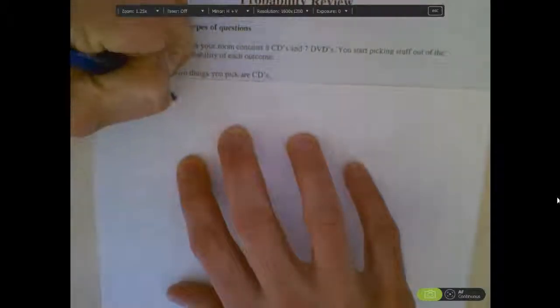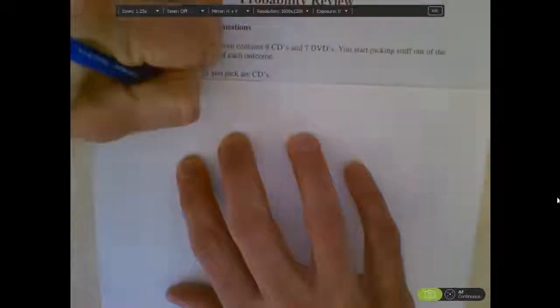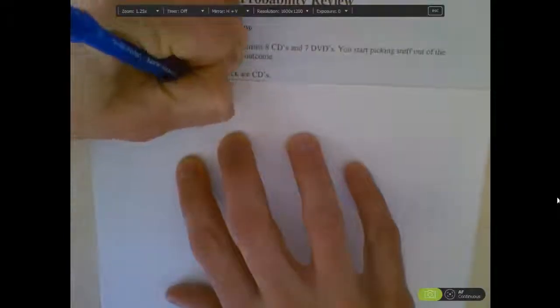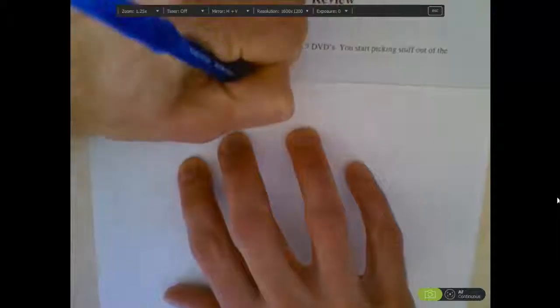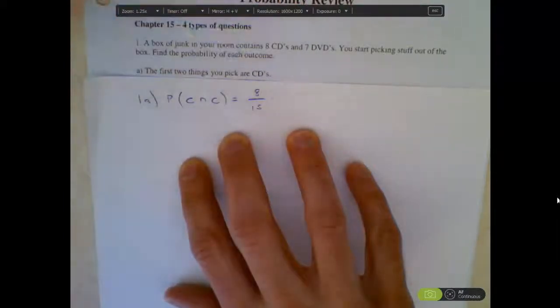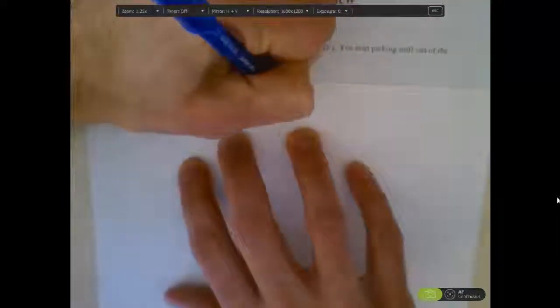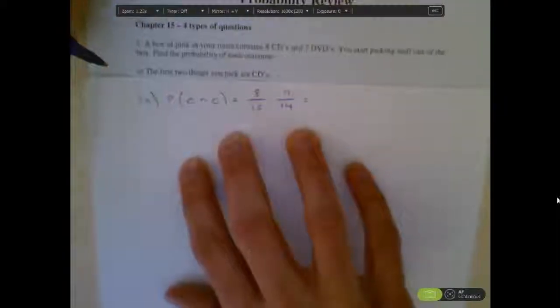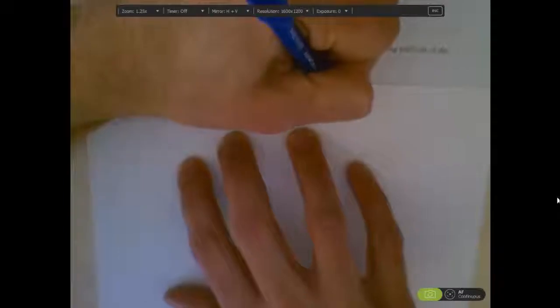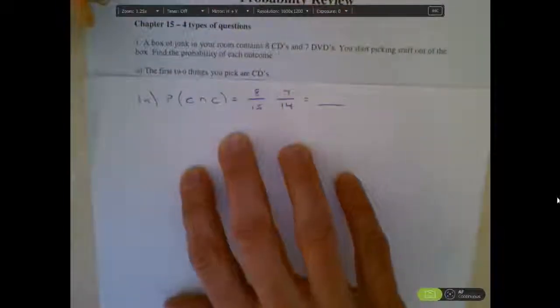So I'm looking at the probability of getting a CD and a CD. Well, there's 8 CDs out of 15 total. I take one out, I do not replace it. There is 7 CDs left out of 14 total. And I'm just going to multiply those in my calculator to get that probability, whatever that is.